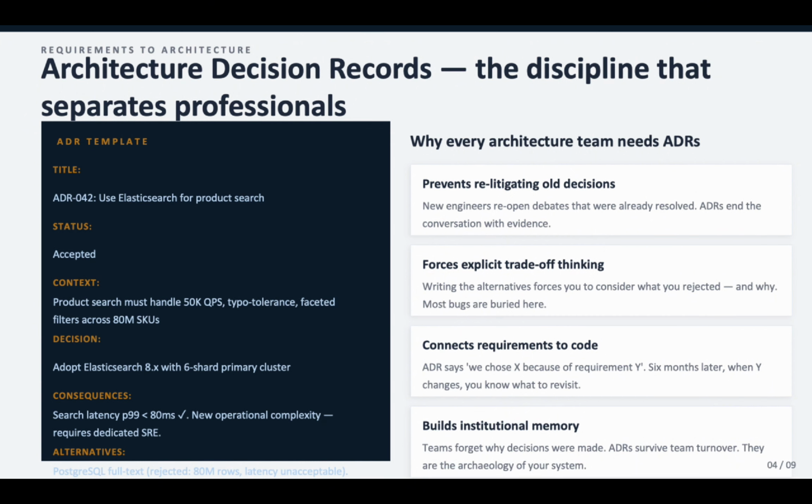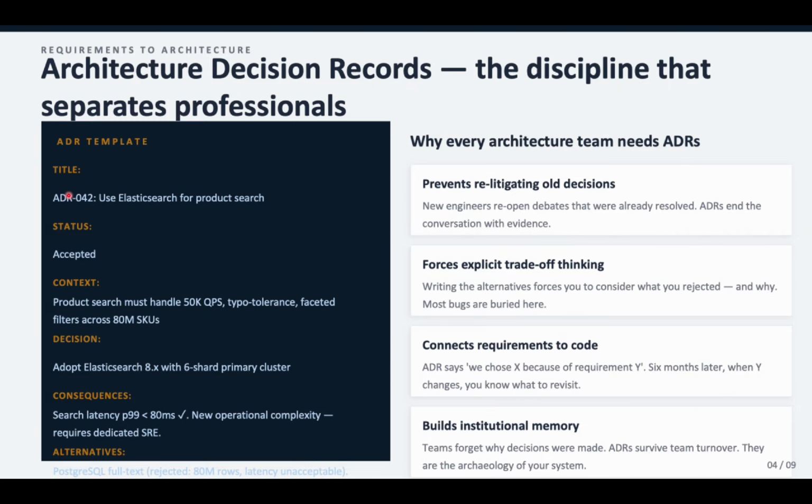Alright, now I want to introduce one of the most valuable habits I have built in my career, and it is called an architecture decision record, ADR, right? An ADR is a short document, no longer than 1 page, that records a single architectural decision. Not all decisions, not a design document: one decision, one page. So look at the example on the left. Let me read through it.